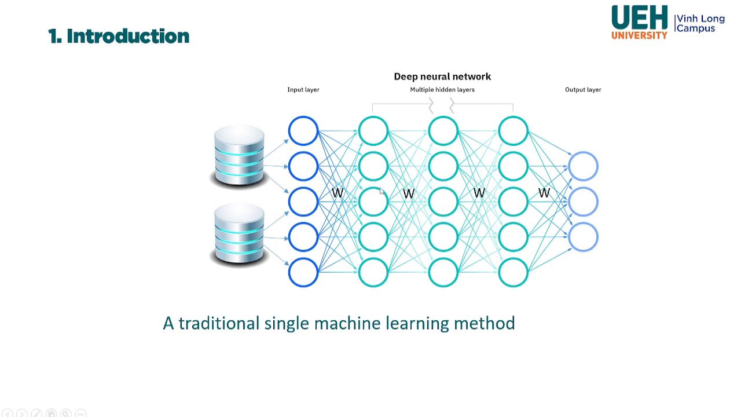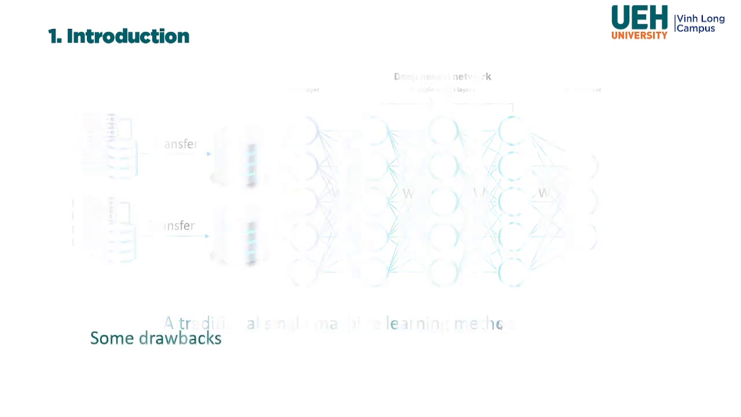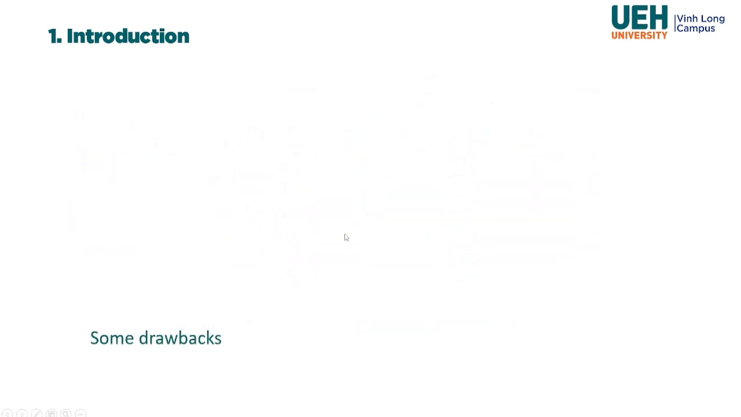But the question is, where is the data? Where do we get data to do the data analysis? The answer is we have to transfer data from another location. But today, transferring data from another location to our machine is not very easy. I will tell you later. And the traditional machine learning approach has faced many drawbacks.